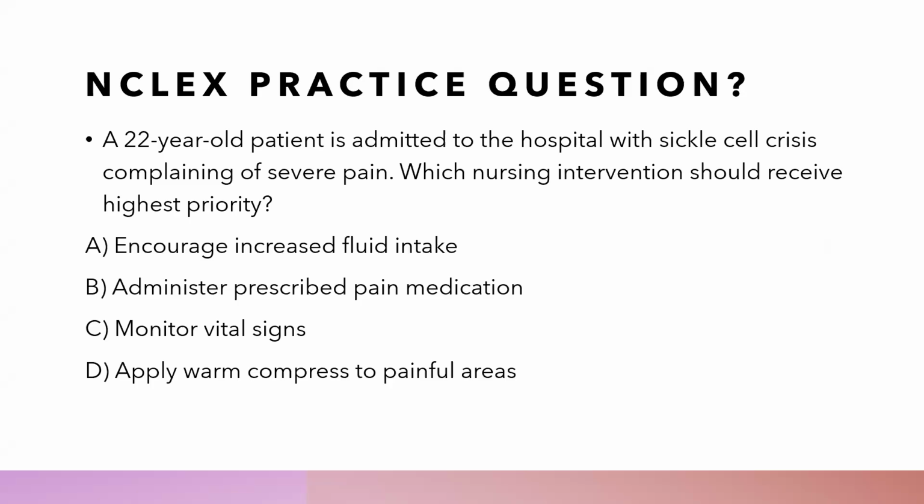The next one, a 22-year-old patient admitted to the hospital with sickle cell crisis, complaining of severe pain, which nursing intervention should receive highest priority. Yeah, we're going to give this patient some fluids eventually here, but that's not our priority right now. Yes, we should monitor vital signs, and we probably will apply warm compresses, but let's get his pain under control first. I mean, he's in severe pain.